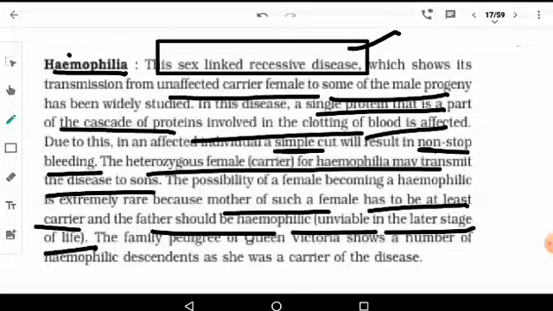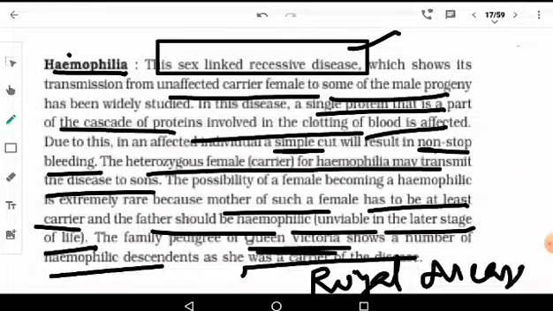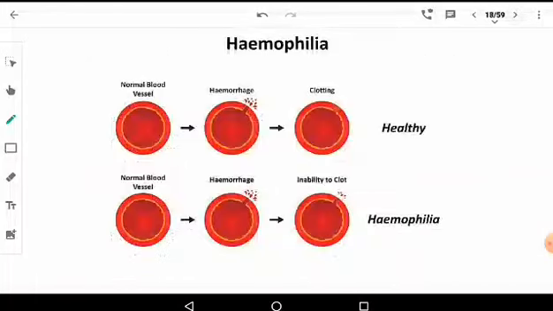Now, the pedigree of Queen Victoria shows a number of hemophilic descendants, as she was a carrier of the disease. She was not affected, but she was a carrier for the disease, and that is why hemophilia has got a fancy name. It is also known as royal disease. Now let us see a picture to understand this better.